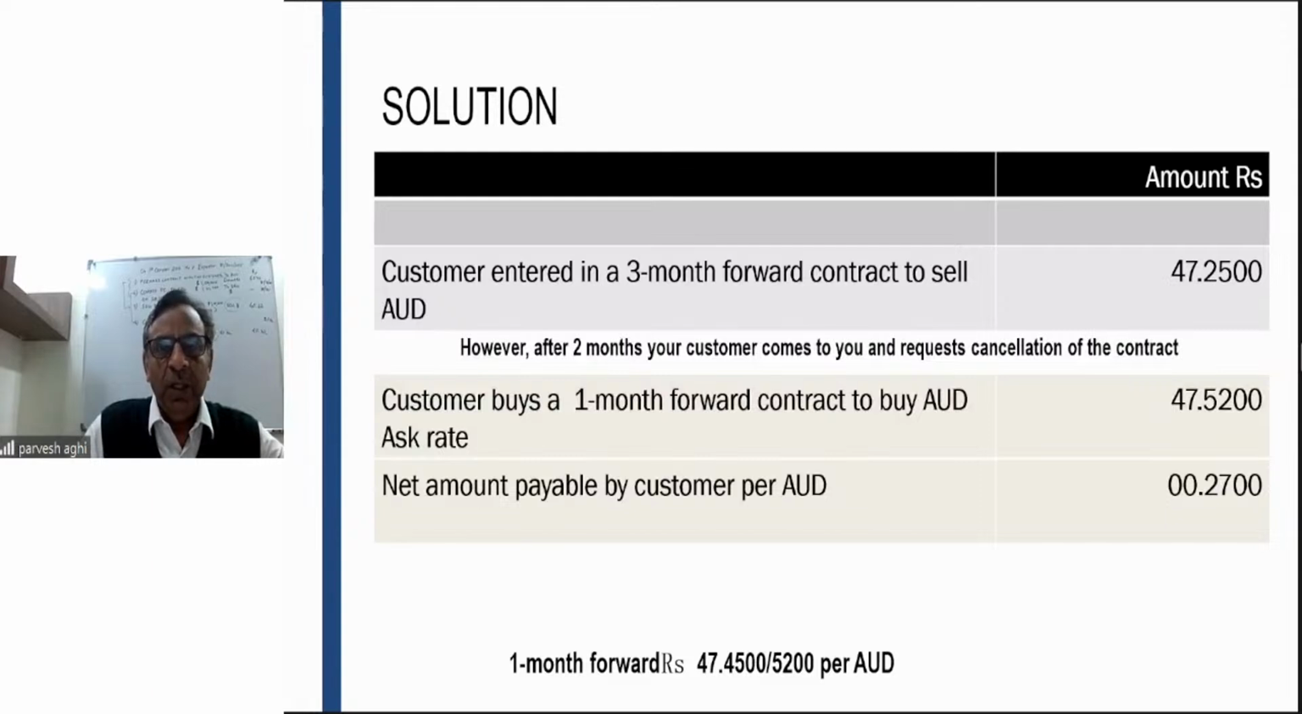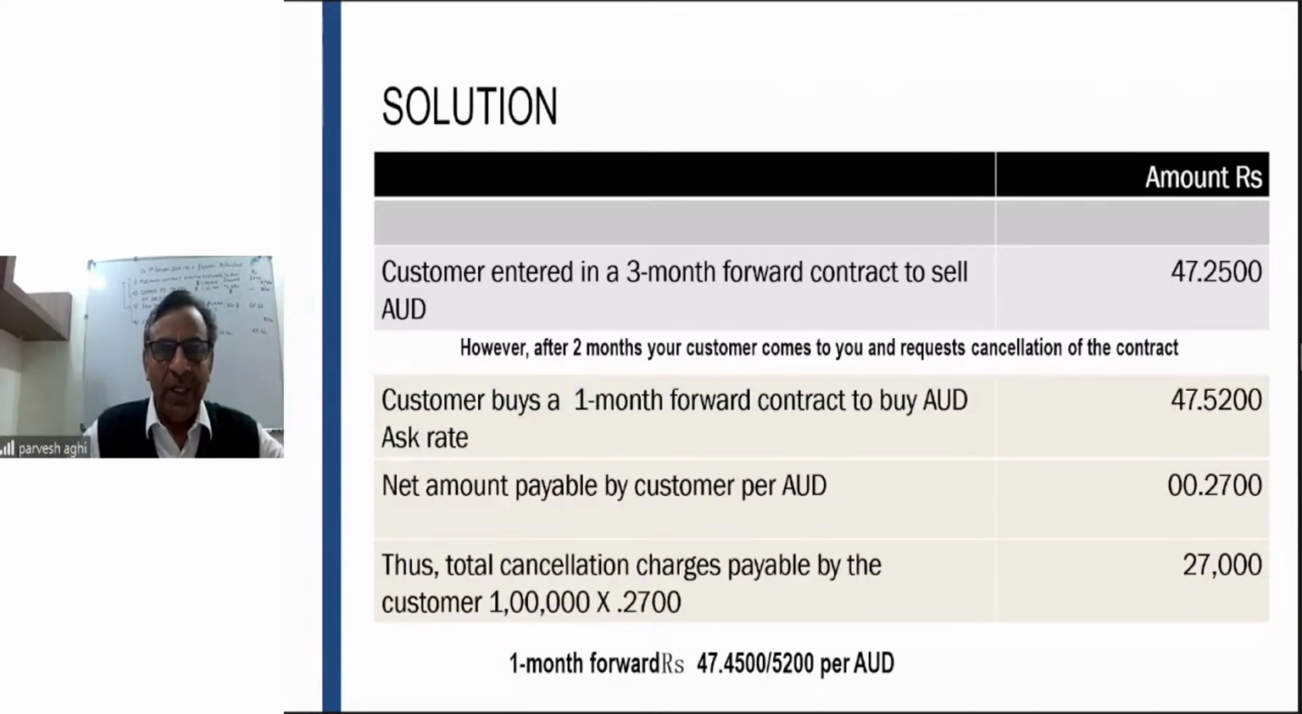So he bought it at 47.52. He's selling at 47.25, thereby making a loss of 0.27. Okay, so the total cancellation charges payable by the customer would be 1 lakh multiplied by 0.27. Here the rate applicable would be the ask rate, because now in the second case the customer buys. He's going to buy at 47.52. If the quotation is given for 1 month forward, then 47.52, which is the ask rate, will become applicable here because he's going to now buy.